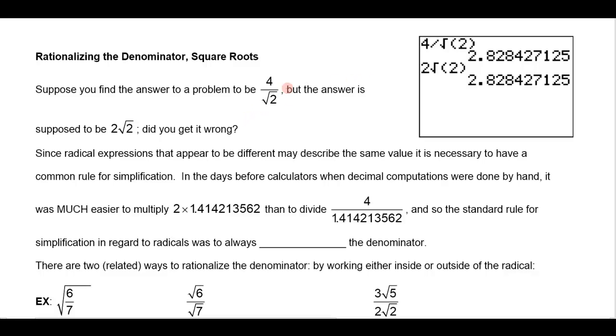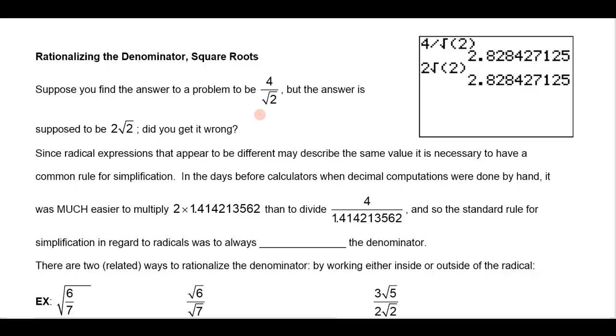So you might wonder if perhaps you got that wrong. And yet when you plug these into your calculator, 4 divided by the square root of 2 gives you this result, and 2 times the square root of 2 gives you the exact same result. So those really are the same value, even though at face value they don't appear to be the same number. So how can that be?